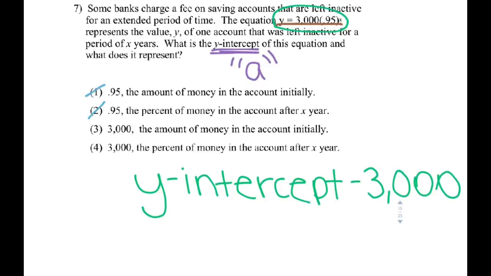So it can't be 1 or 2. And it's the amount of money in the account initially. But it can't be 4, because the percent of money in the account after 4 years, the percent is the rate, and the rate would be 5%. So therefore, it's 3.